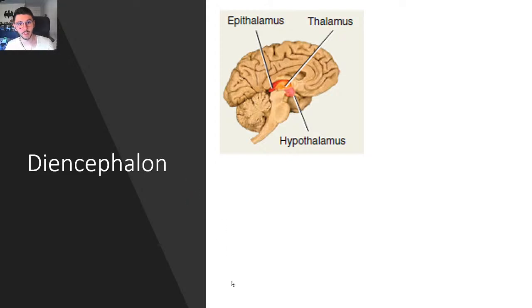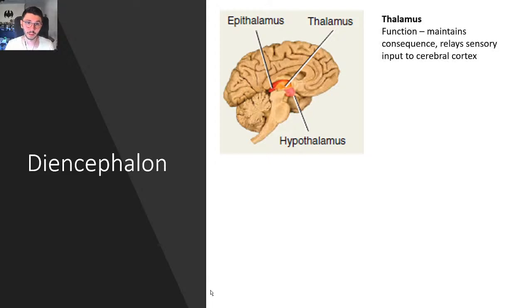So Diencephalon, so we have 3 structures here. We start with the thalamus. So the thalamus is right there. It maintains your consciousness. Sorry, I misspelled that there. It maintains your consciousness, and it relays sensory input to the cerebral cortex.